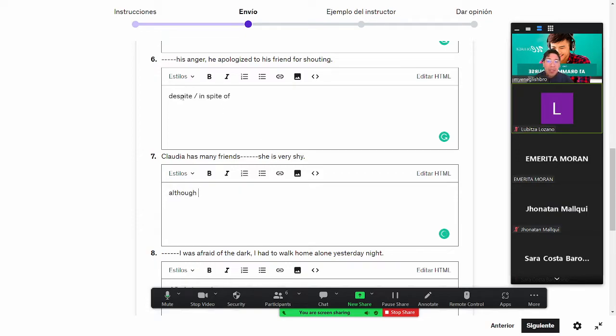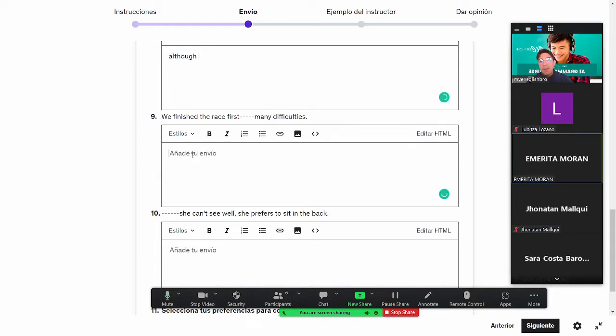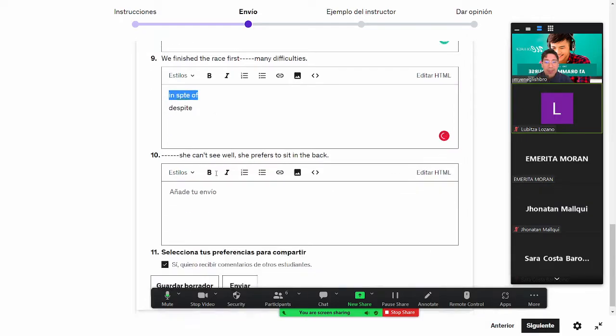Although no puede ir un despite or in spite of porque le falta el the fact that. Number 8. Although, porque le falta el the fact that para que vaya un despite or in spite of. Número 9. We finished the race first. Many difficulties. In spite of or despite. Recuerda que es despite solito y el otro es in spite of.